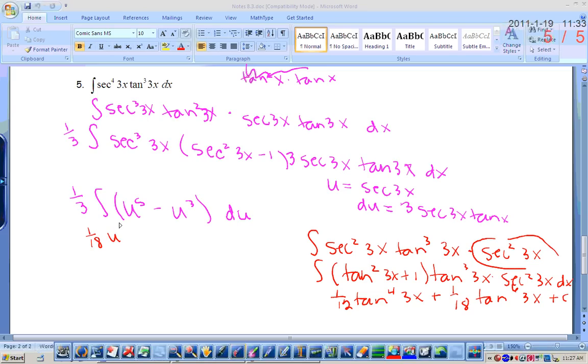Be 1/18 u to the 6th minus 1/12 u to the 4th plus c, and then just stick your secants back in there.